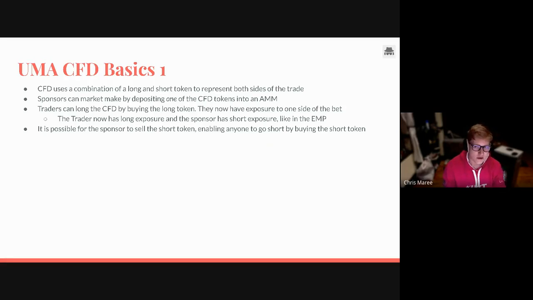You have a similar risk profile to what we have in our current products, where the token sponsor or the minter is holding the short exposure, and people that buy the token from the AMM have long exposure. That's basically how you would go long one of these kinds of products: buying the long token from a minter, from an AMM, to get exposure to the long side.